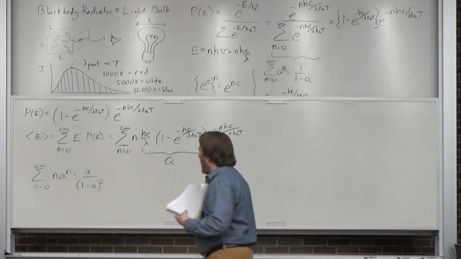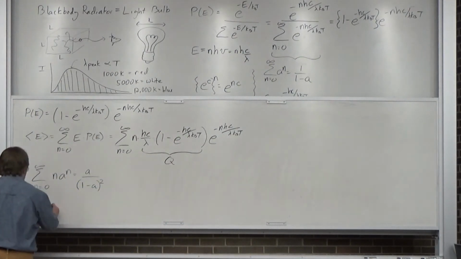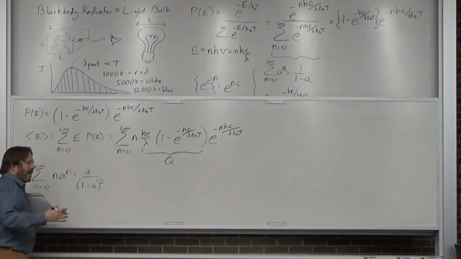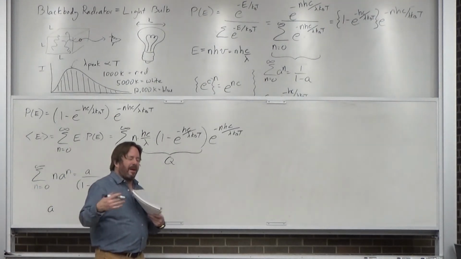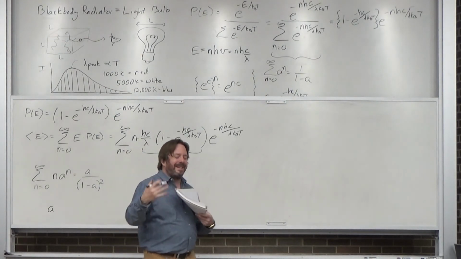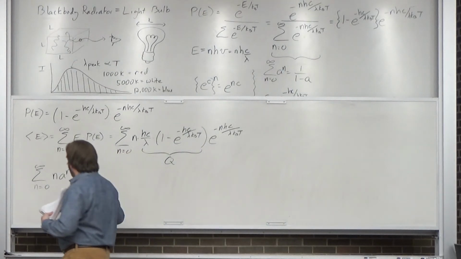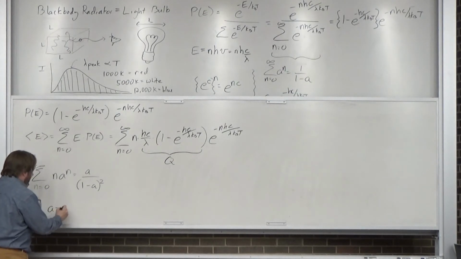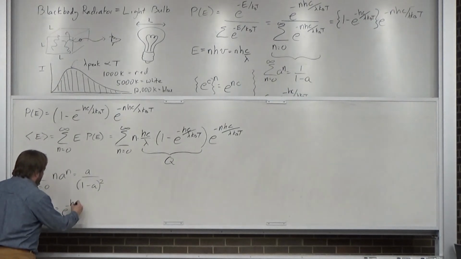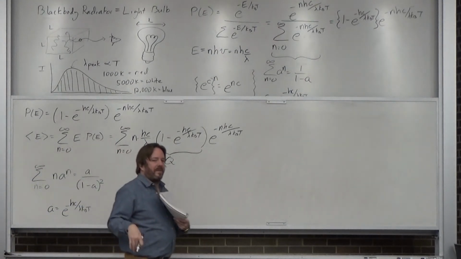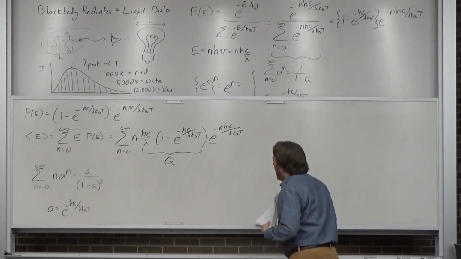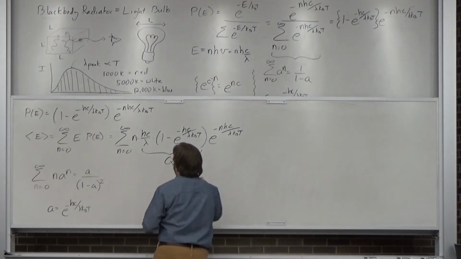As before, A is exactly what it was before. Just like A was always, I've got m over 2 pi kB T for Maxwell-Boltzmann. When it comes to photons, A is always e to the minus hc over lambda kBT every time. And you're going to have to do some of these on your homework. So anyway, okay, so what is this?